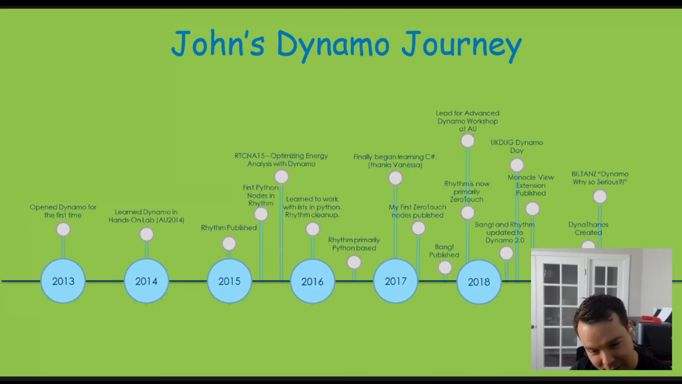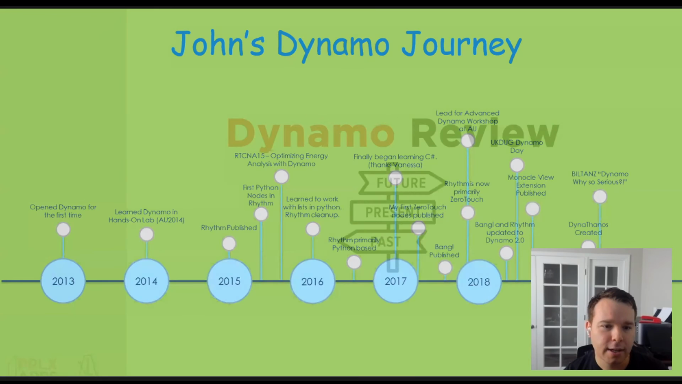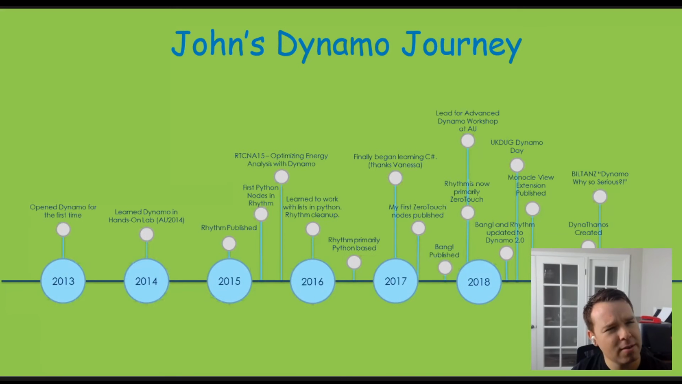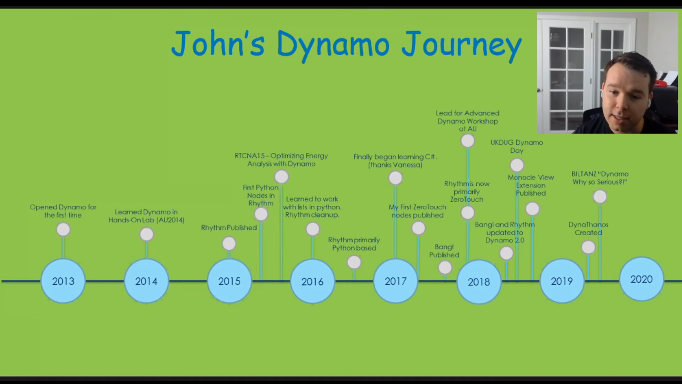I feel you. In 2013, I opened Dynamo and I closed it. Those were when the nodes were yellow. It was kind of nice, actually. I kind of liked them, because now yellow means error, so it's a little freaky. But I opened it in 2013, closed it because I didn't know what I was doing, and they all turned red. I was like, I'm never going to learn how to use this, period. I even told my BIM manager at the time, I'm not going to learn how to use this. I was very discouraged, and I thought there's no way.